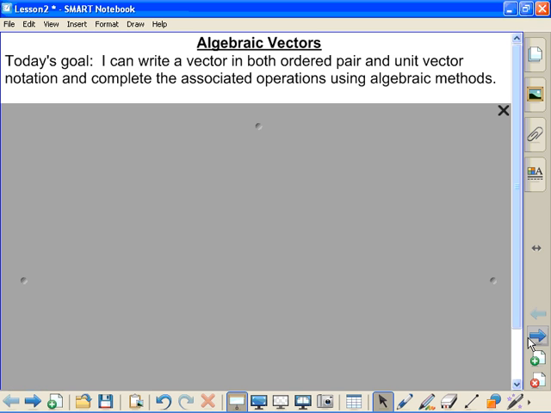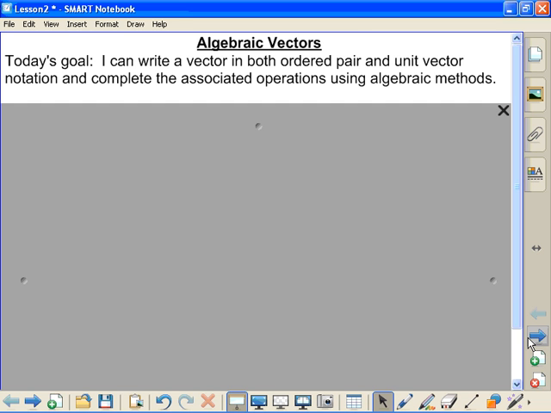Hello, today's lesson is on algebraic vectors. So, what's your goal today? I want you to be able to do three things. First, I want you to be able to write a vector in ordered pair form. Second, I want you to be able to write the vector in unit vector notation. And then I want you to be able to complete some operations using some of our basic algebra operations from grade 9 and 10. So those are the three things I want you to be able to do.